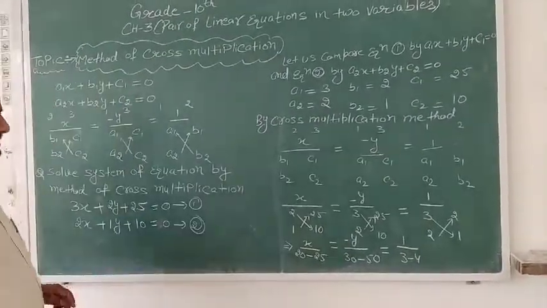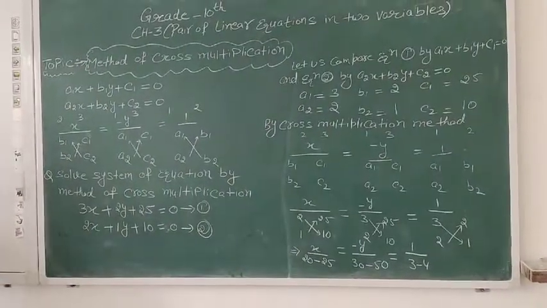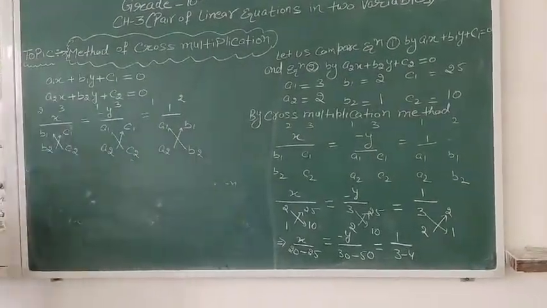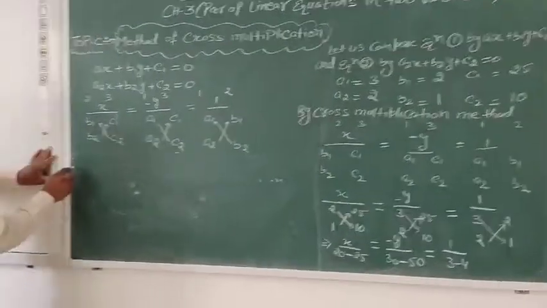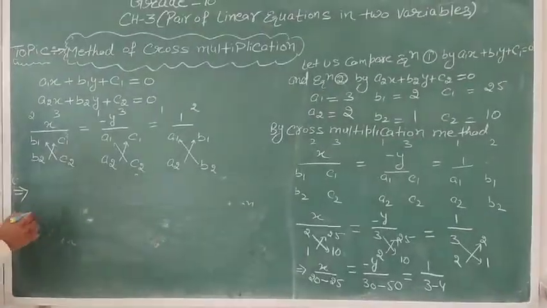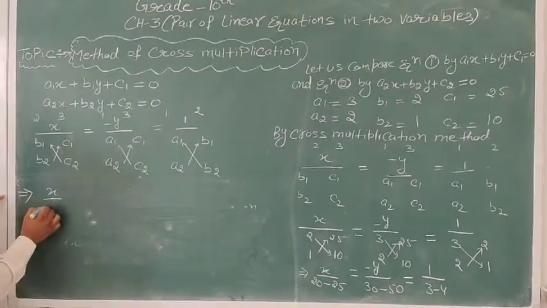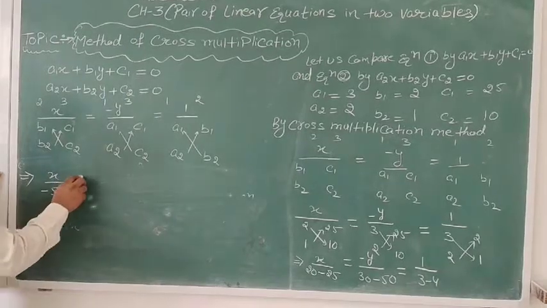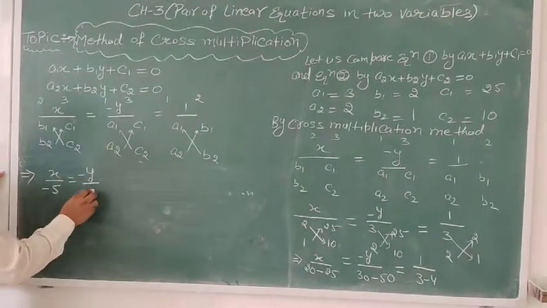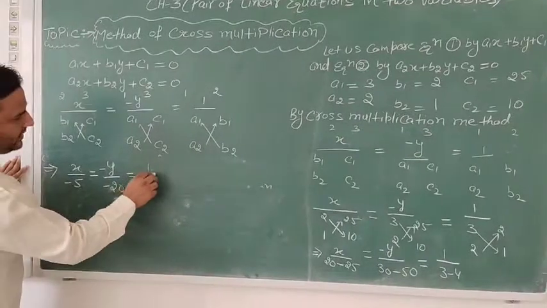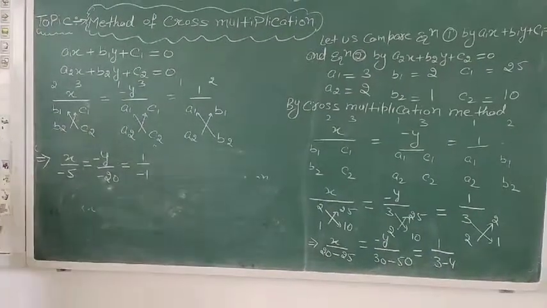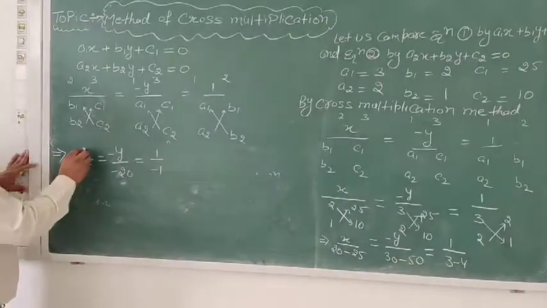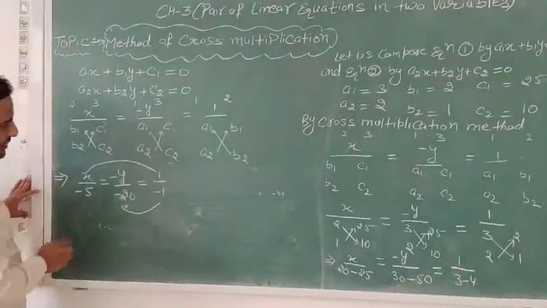Now students, I require some space, so I have to rub this part and try to write my solution here. It implies x upon 20 minus 25, I am left with minus 5, equals to minus y upon minus 20. It further equals to 1 upon minus 1. Now students, you can see all these are equal to one another. So this part is equal to this and this part is also equal to this.